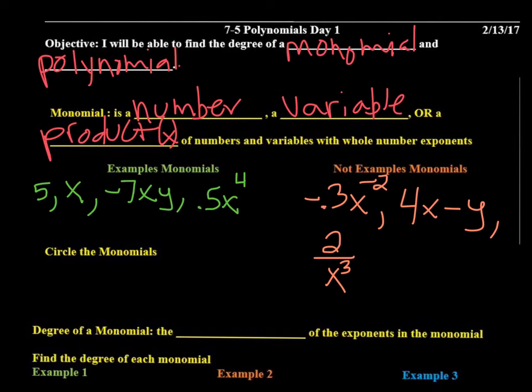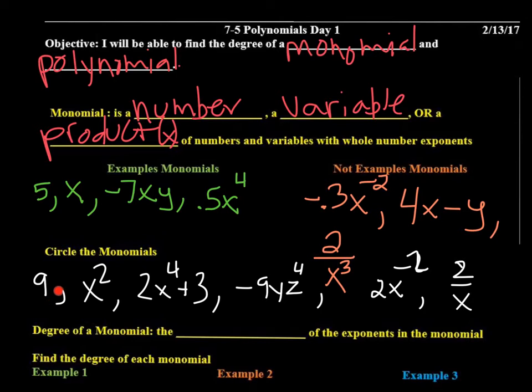So again, a monomial is a number, a variable, or a product of numbers and variables with whole number exponents. Not negatives, but whole numbers. Alright, I'm going to list a few terms on the bottom here, where it says circle the monomials. And I want you to take a minute, pause the video after I write this out, and see if you can circle the monomials. And then press play and see if you circled the correct ones.